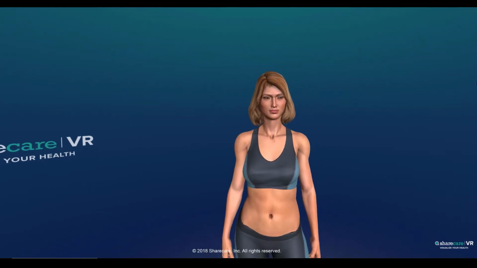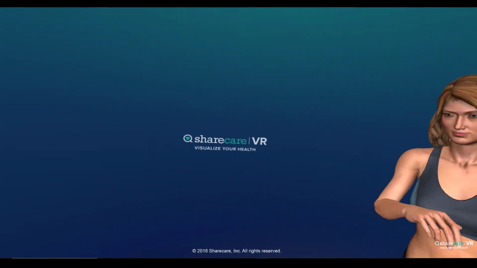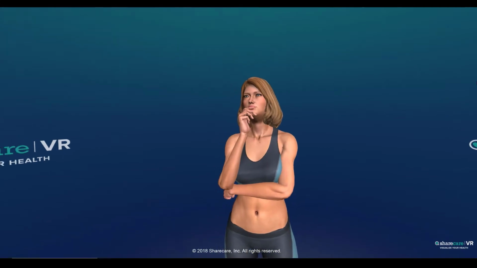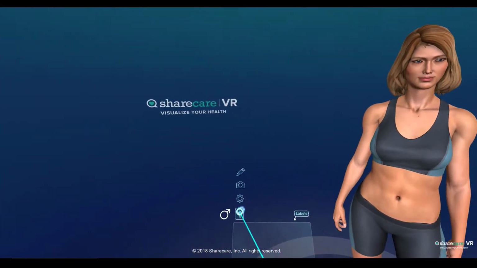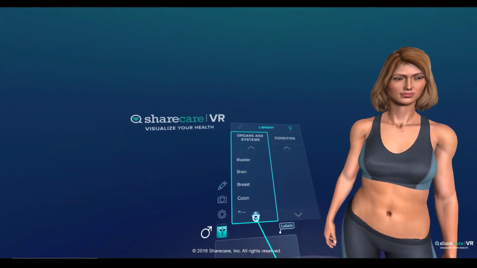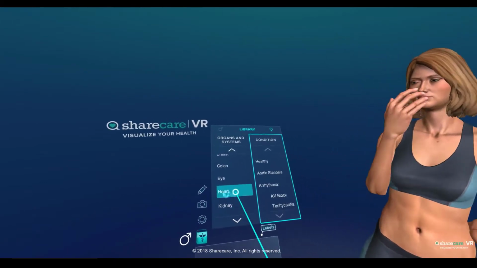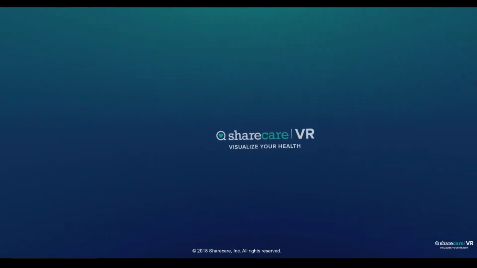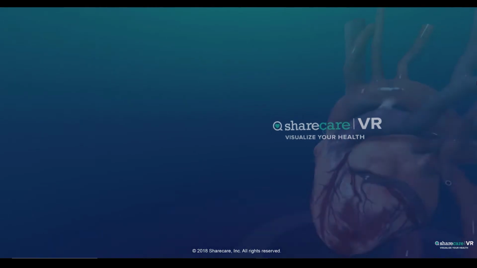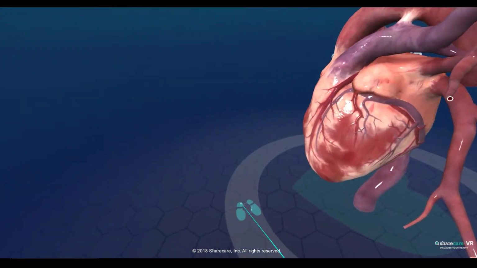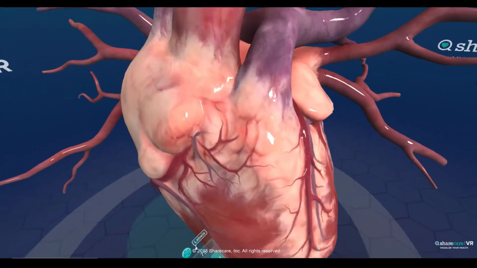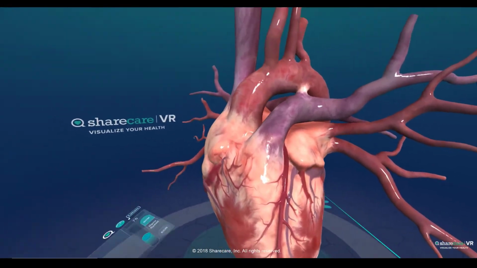So we are going to take a look at the heart. We're in a different program that unfortunately does not have multi-user. So I'm going to get us to the cardiovascular system. Specifically, we're going to take a look at the heart because this program is really fantastic for visualizing the heart.